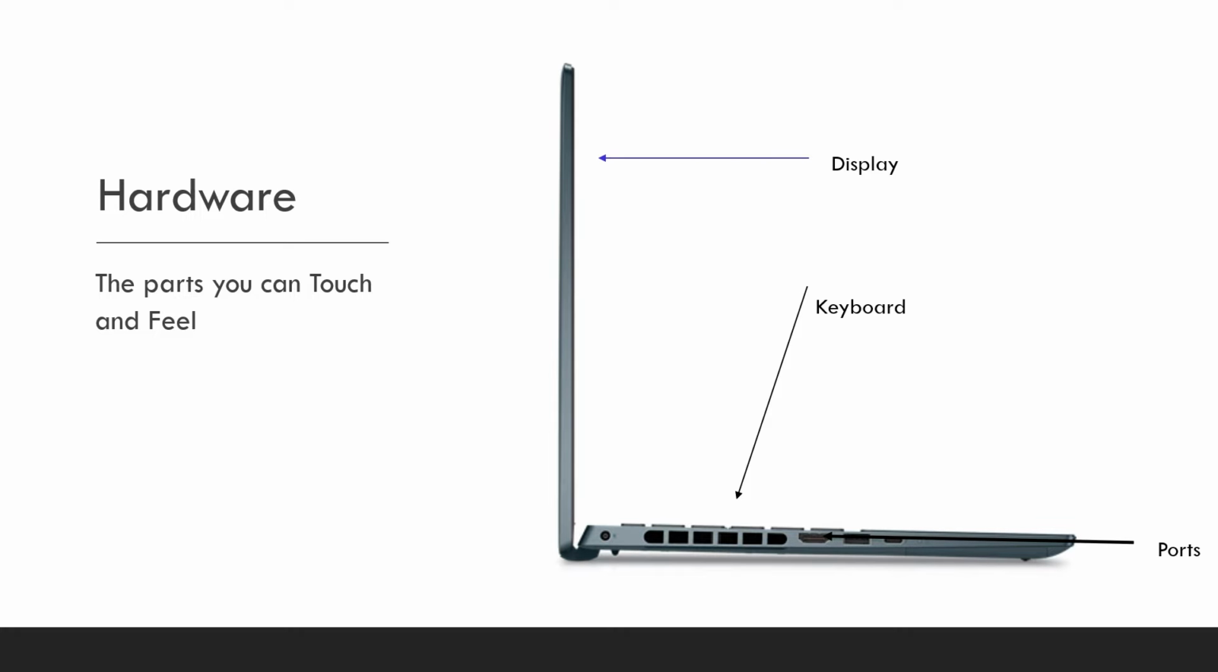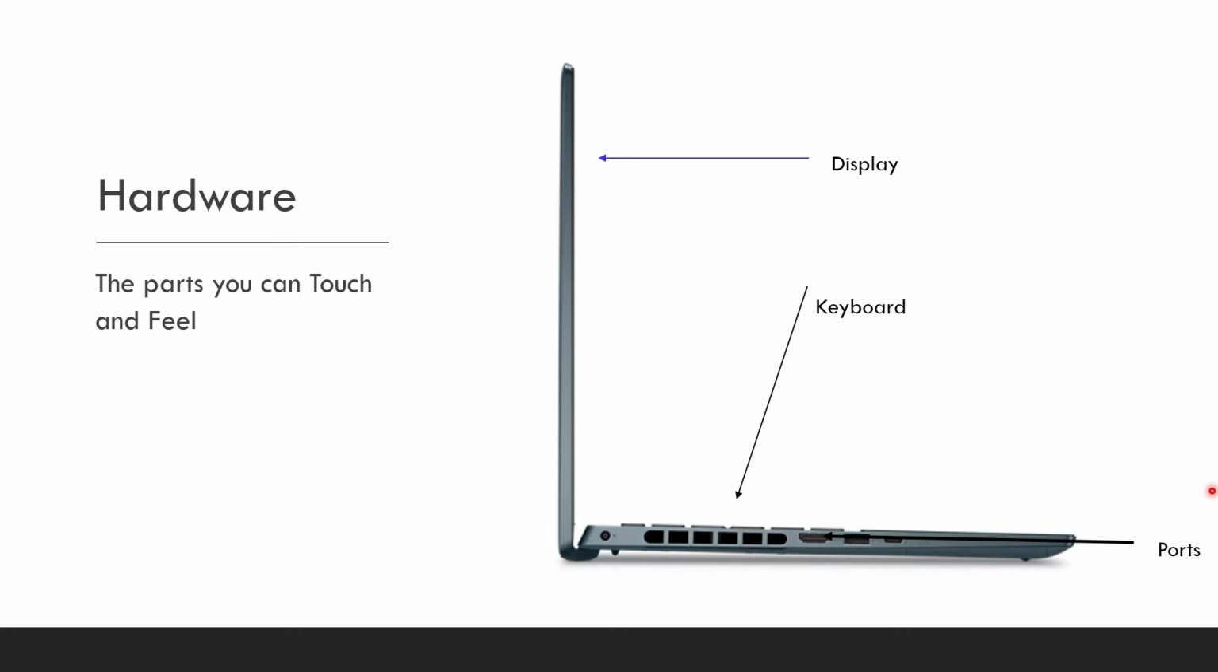Every computer has hardware. Hardware is all the stuff that is physically present, such as your display, your screen, which you're watching this on right now, keyboards, and ports. Ports let your computer interact with peripherals, which are what you call things that you can input with, such as a mouse or keyboard, and also let you transfer data in and out of your computer.